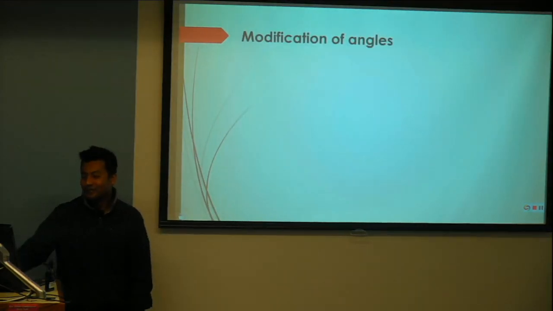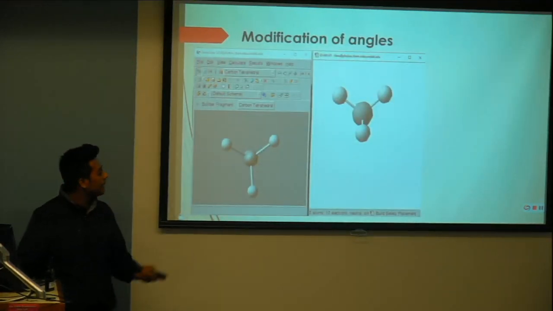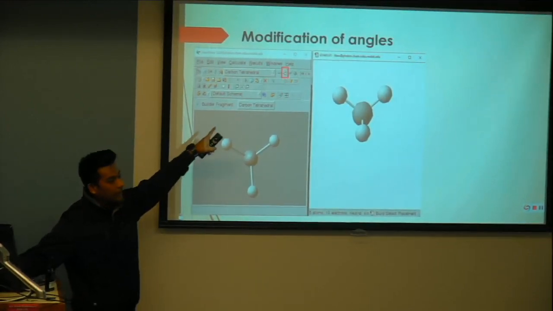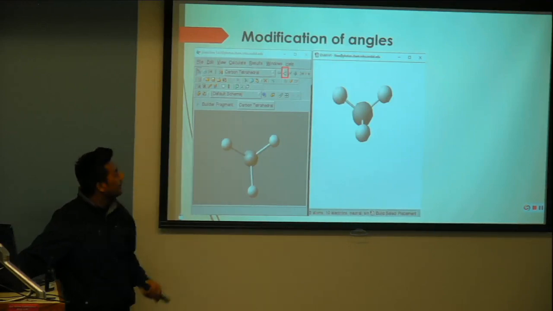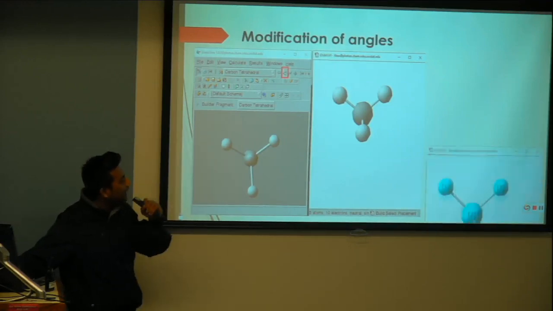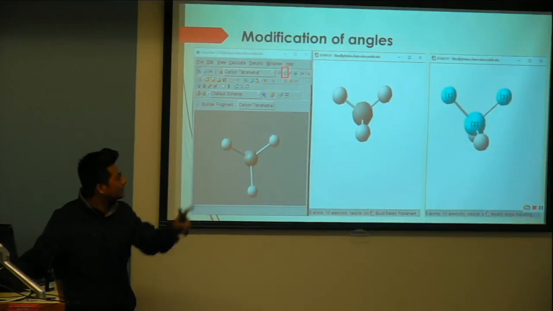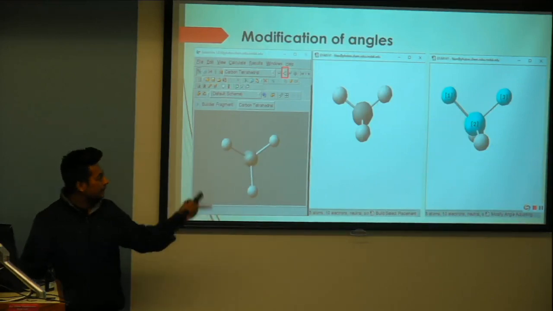So, modification of angles. How do we modify? Similarly, this window appears. For the modification of angle, we have to choose this icon, the angle icon, as mentioned by Gwen. Now we have to choose 3 atoms, the 3 atoms whose angle we want to change: atom number 1, 2, and 3. So see clearly.